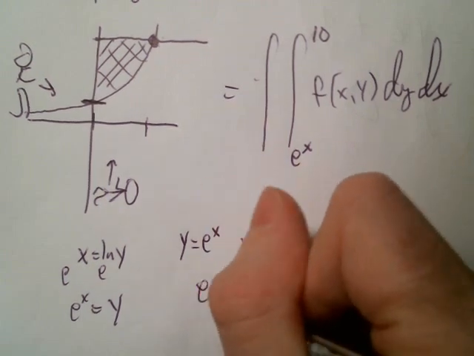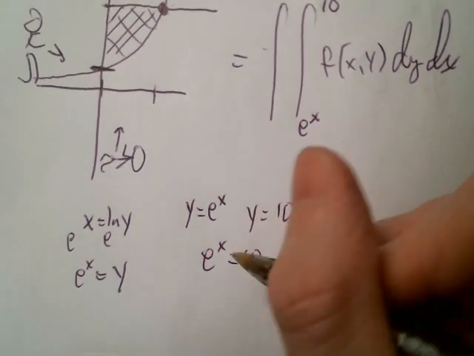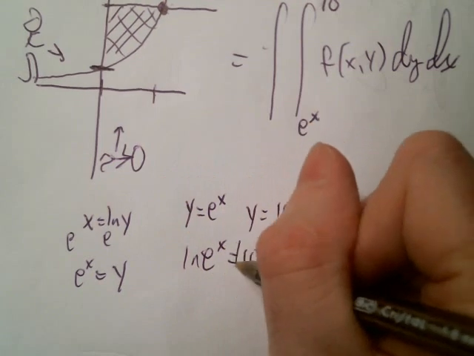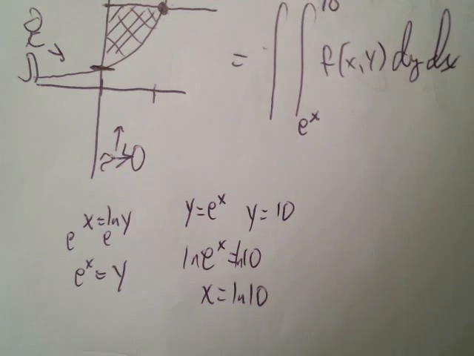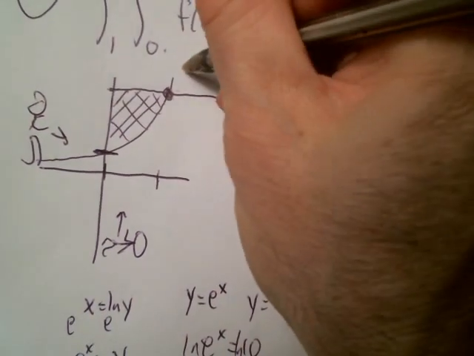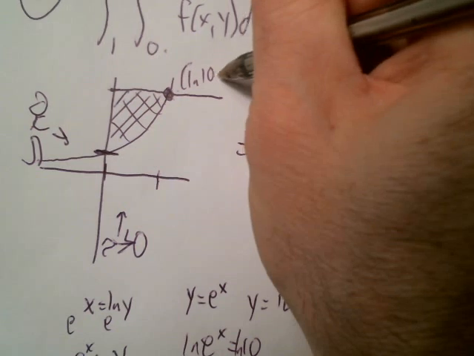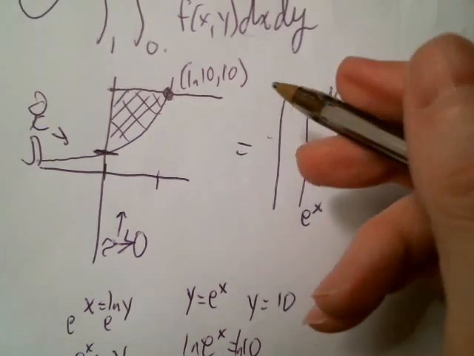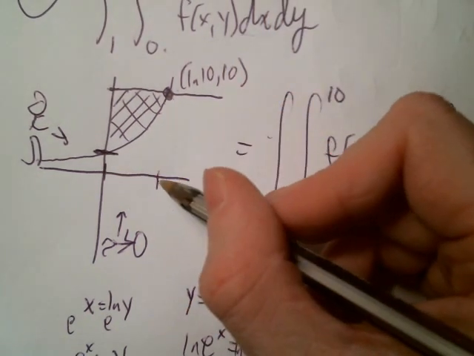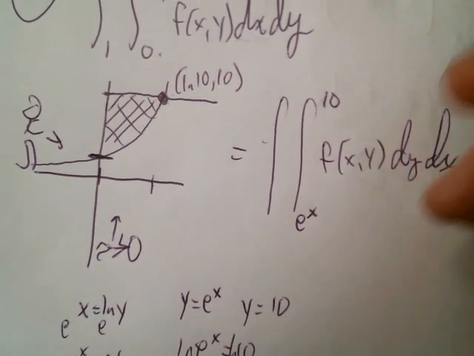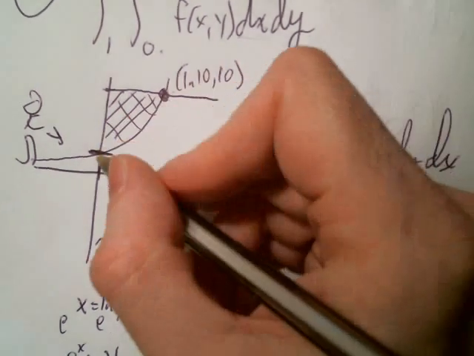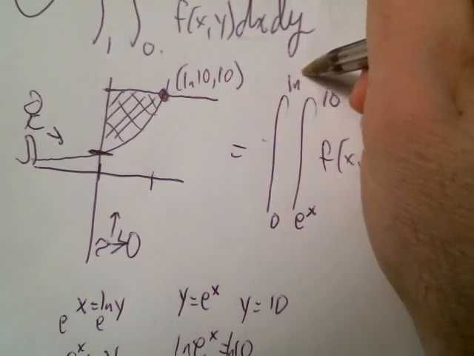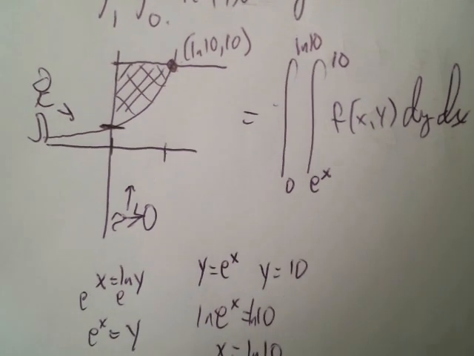Right? So you say e to the x equals 10, and then take the log of both sides, and you end up with x equals ln 10. So at least the x-coordinate, we have that ln 10, and well, we have the y-coordinate is also 10. So this point right here is ln of 10. So I'm going from x equals 0 to x equals ln 10. Okay. All right, let's look at another one.